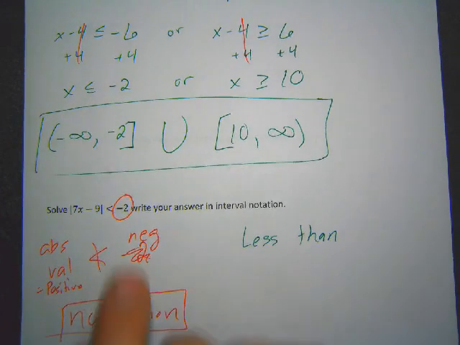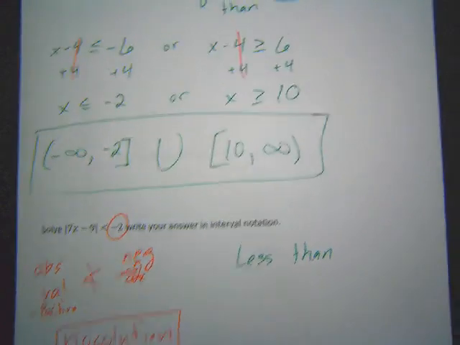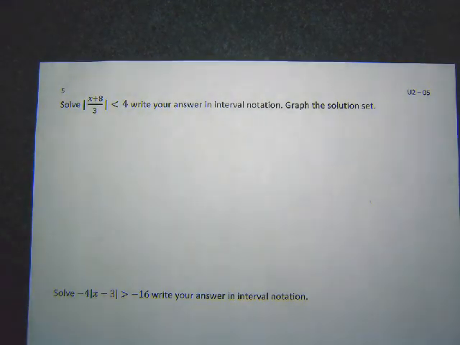So watch out for that. You see the negative there? Just like with the equations, that's a big red flag. You go, wait a second, they have a negative number there. That's not good. Okay, I've got a few more examples to show you.